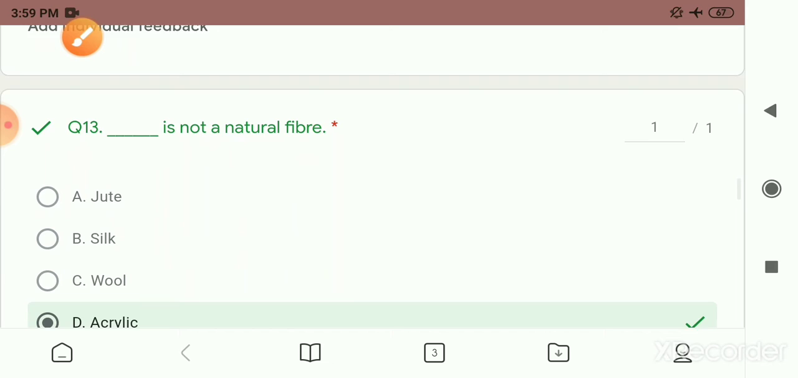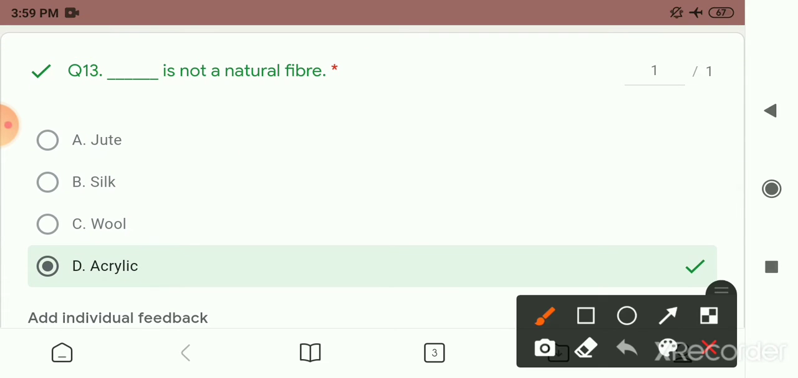Next is 13th number, blank is not a natural fiber. Which one is not the natural fiber? The options are jute, silk, wool or acrylic. So here your answer is option D, that is acrylic. Acrylic is a synthetic fiber. The rest of the options, that is jute, silk and wool, are the examples of natural fiber.